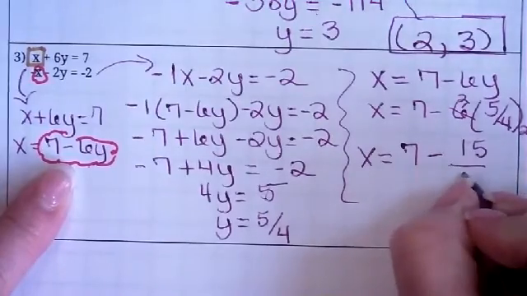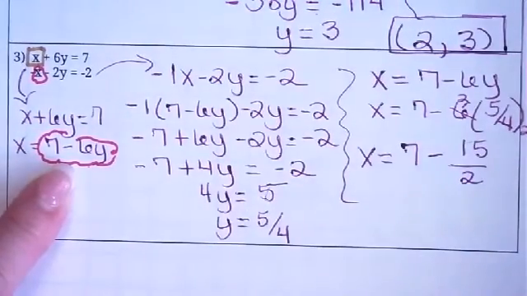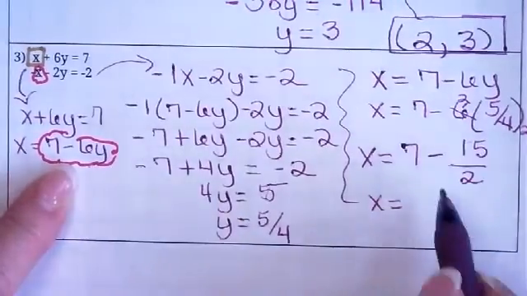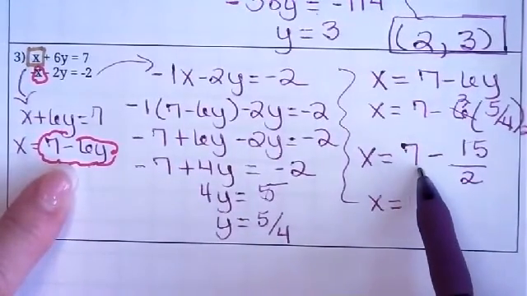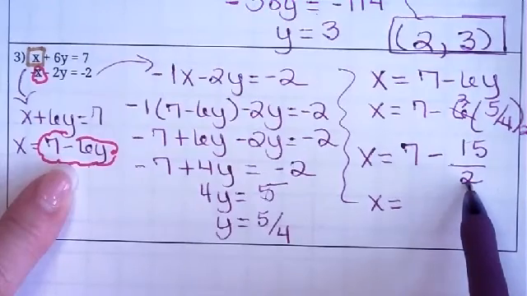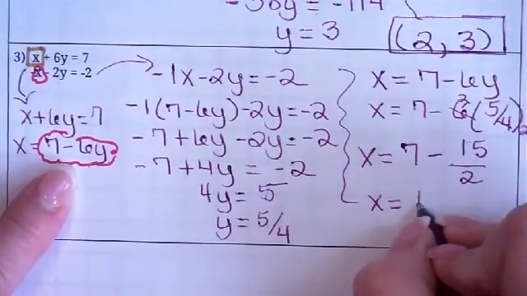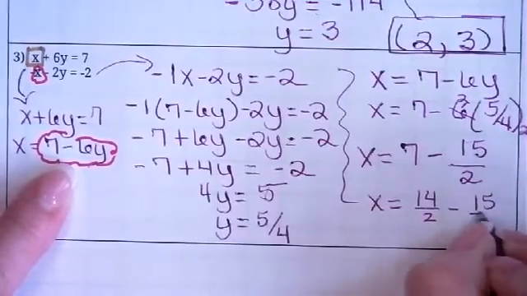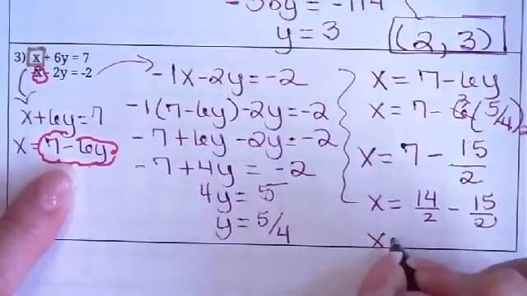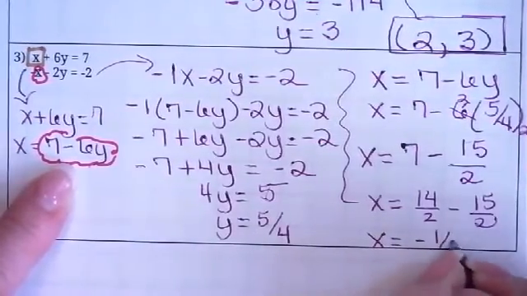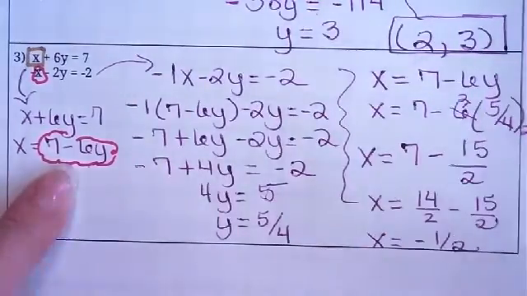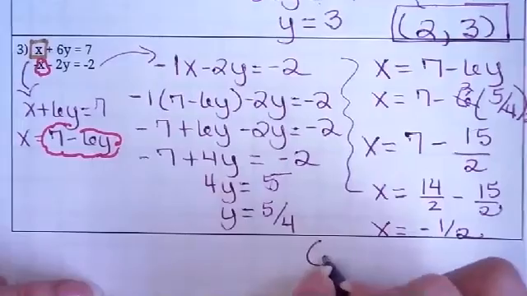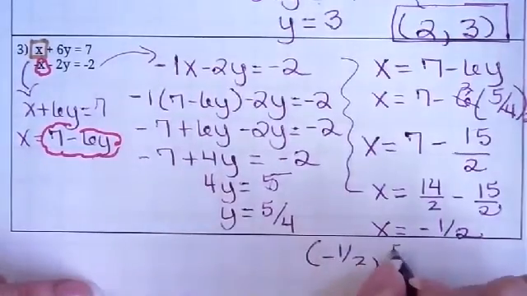So what I've got is 3 times 5, which is 15 over 2. Okay. Now, if I don't have a calculator, this is easy to do. What fraction is 7 if you have a denominator of 2? Well, that would be 14 over 2 minus 15 over 2. So that means x is equal to negative 1/2. Okay, so that means in my final answer, my ordered pair is going to be (negative 1/2, 5/4).